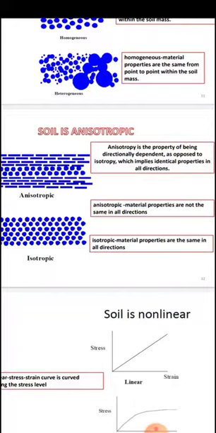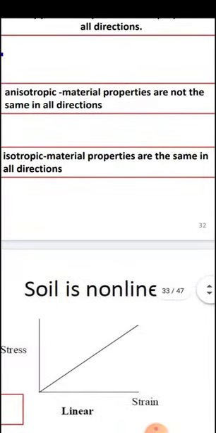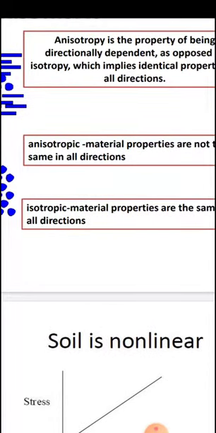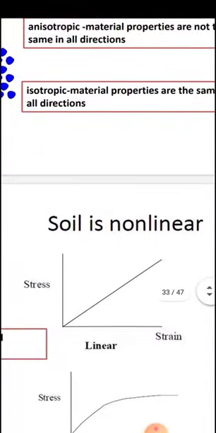Then another differentiation: soil is anisotropic if the property is directionally dependent, as opposed to isotropy, which implies identical properties in all directions. Anisotropic means the properties are not the same in all directions. Isotropic materials are the same in all directions. This is the common definition of isotropic materials. So for example, if a vertical load is applied and the properties of the soil are not changing along the depth, that means it is isotropic. And if the behavior of the soil is changing at different components at different depths, that means it is anisotropic.